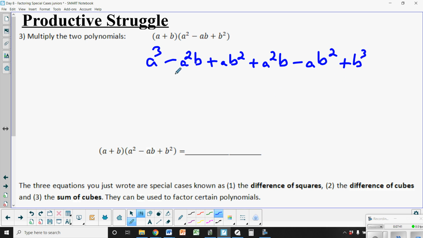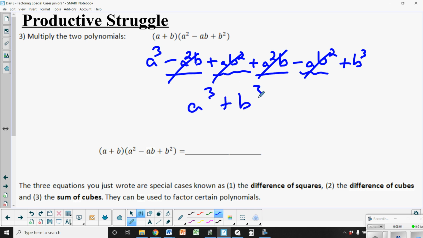All right, so let's look at some stuff here. So the things I'm underlining, a squared b, negative, positive, cancel out. ab squared, negative ab squared, same thing. One's positive, one's negative, so we can cancel those out. And we're left with a cubed plus b cubed. So a cubed plus b cubed is the same as those two things being multiplied.